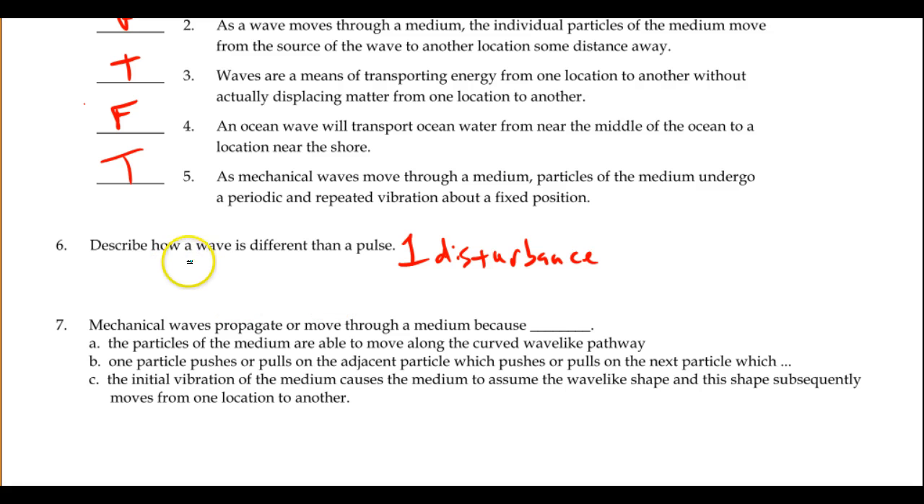A wave is repeated sets of pulses. We often talk about it as a train of waves. So instead of just one car, you have one car after another. So you have one cycle after another, and you get several repeated cycles.